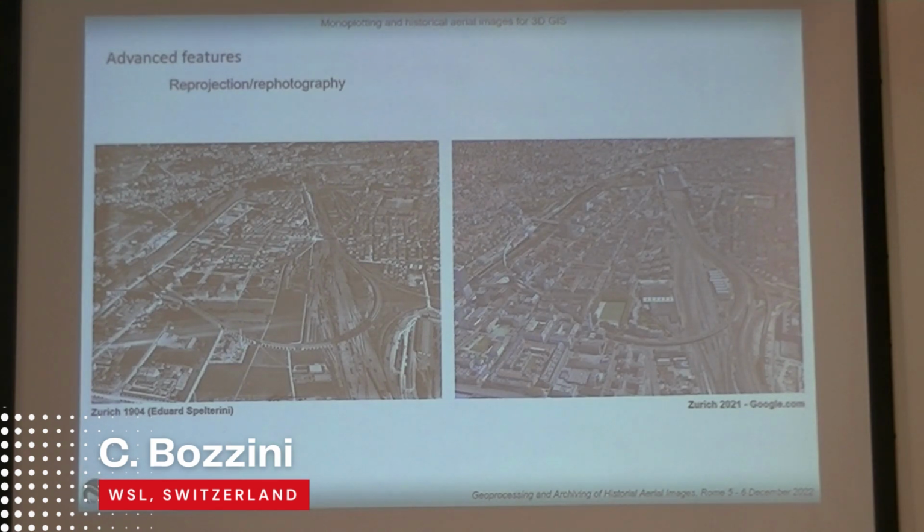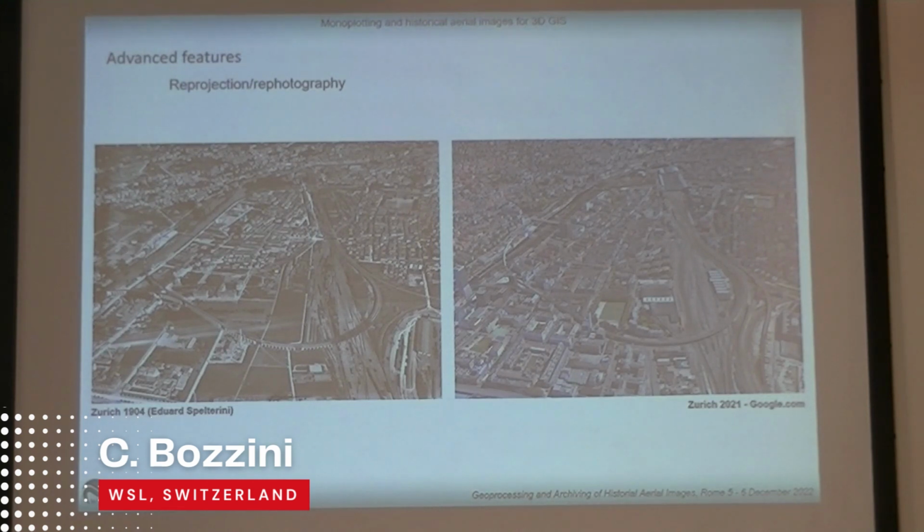The photo on the left was taken by Edward Specterini, one of the first aerial photographers of the history. He was shooting the photos from a hot air balloon. The comparison with today could be made by taking a photo from the same point, for example, from a drone. But monoplotting allows you to calculate the position and orientation of the camera.